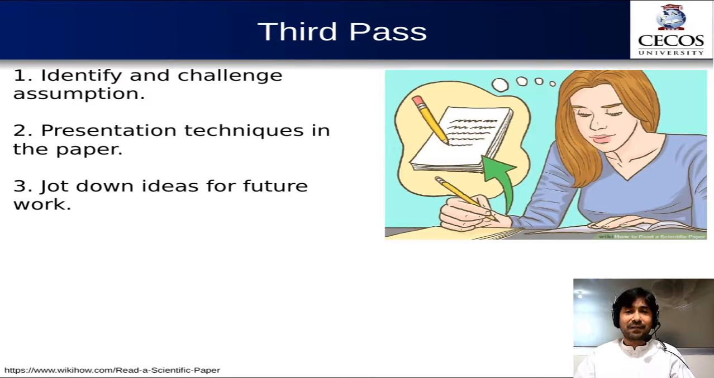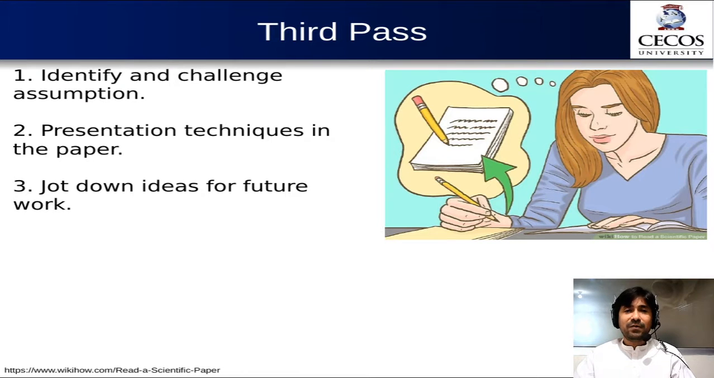Here you have to do more work. Now you have to read critically. You have to identify the challenges. You have to challenge the assumptions of the author. You have to challenge the presentation techniques in the paper. You can actually suggest more solutions. You have to reason with the authors that, hey, the technique you have used is not that efficient. Why did the author not use this technique?